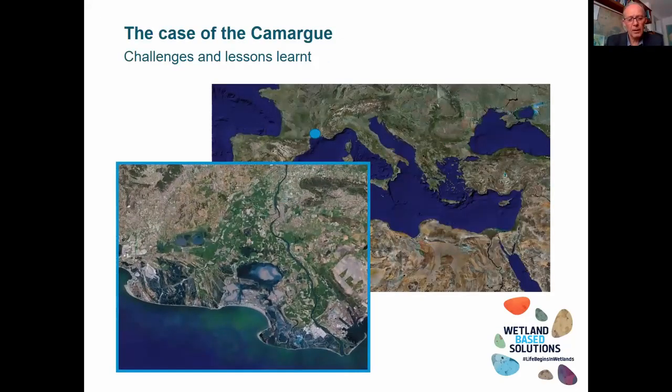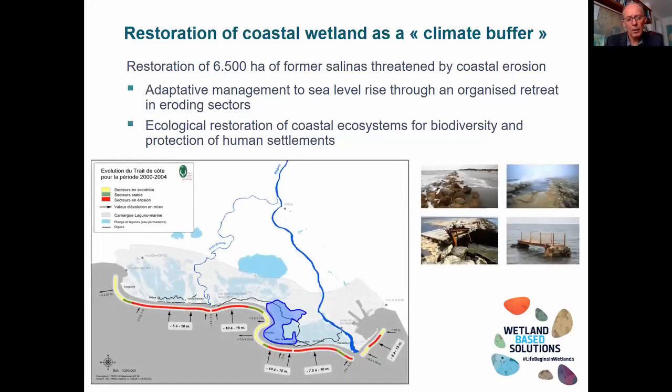Juste pour finir, un petit zoom sur une expérience en cours dans le delta du Rhône, au sud de la France, en Camargue, où vous voyez sur cette carte, c'est un delta qui a été fixé depuis un siècle et demi par des digues. Et vous voyez que ce petit trait ici représente une digue de protection créée il y a 150 ans, une autre ici le long du rivage.